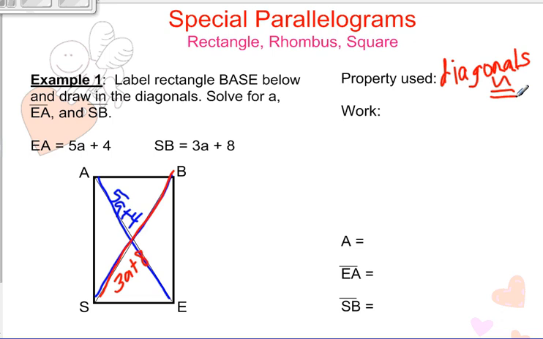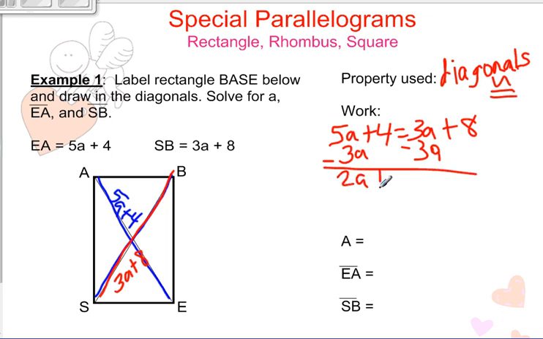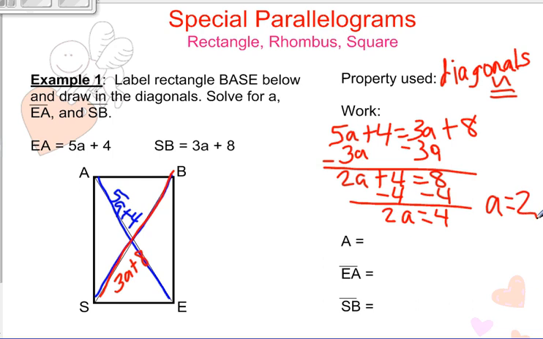Okay, so if they're congruent, all I have to do is set them equal to one another. So 5A plus 4 equals 3A plus 8. I'm going to subtract 3A from both sides. I'm going to get 2A plus 4 equals 8. Subtract 4. So 2A equals 4, or A equals 2. So my A value is 2.